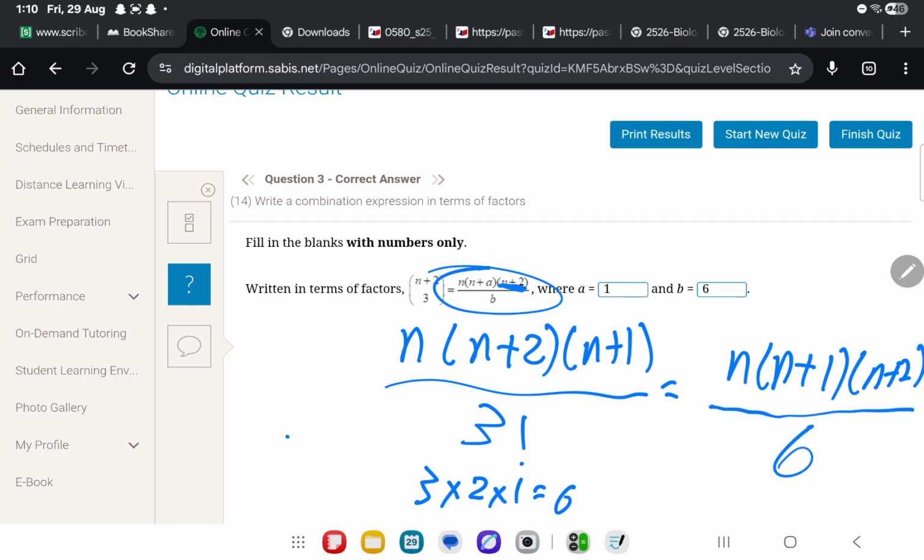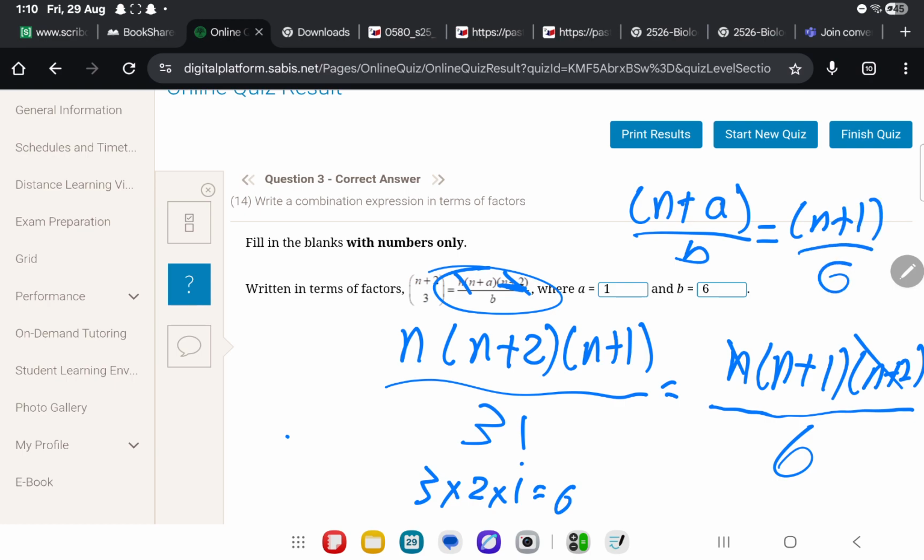Now, they want me to find a and b. n plus 2 is given, so I'm just going to cross it out on both sides. n is given, so I'm going to cross n out. It leaves me with n plus a over b is equal to n plus 1 over 6. Right? So as I can tell from this, a is going to equal 1 and b is going to equal 6. And this is how I solve my problem here.